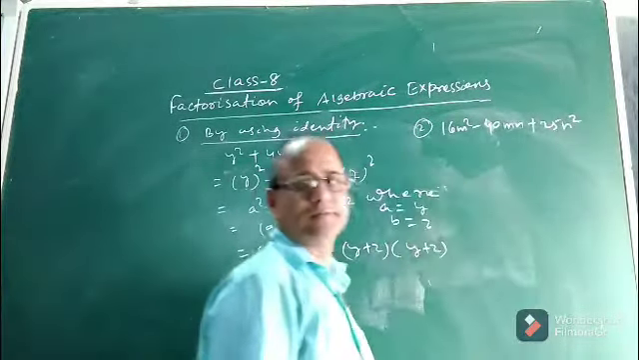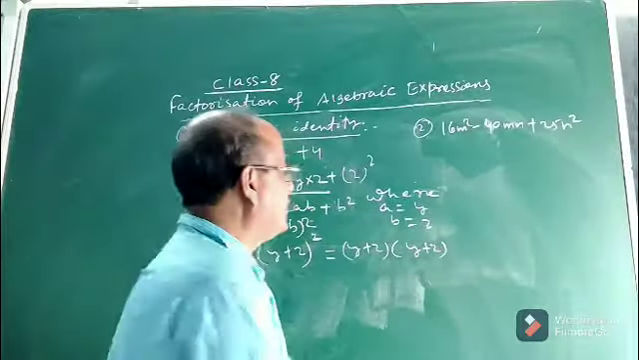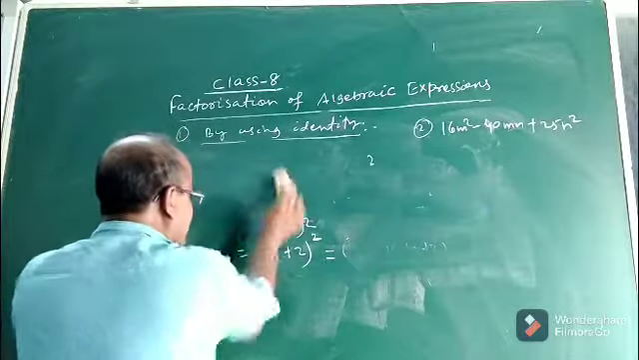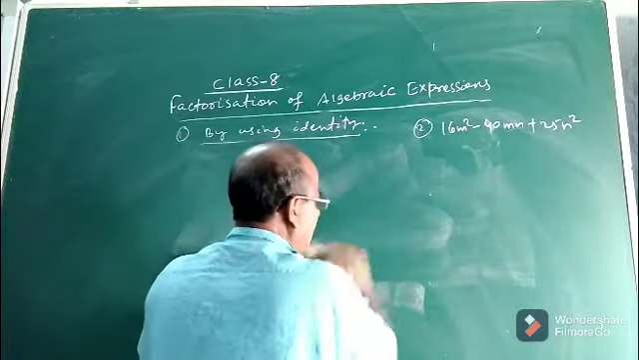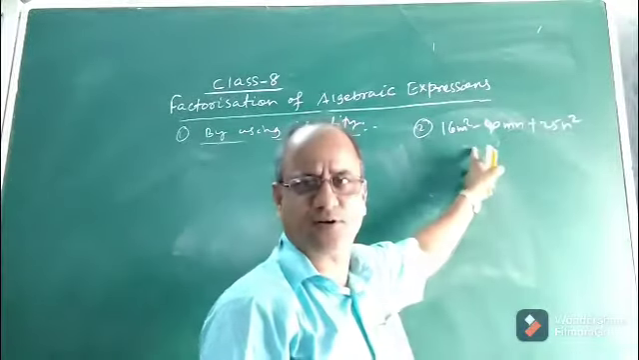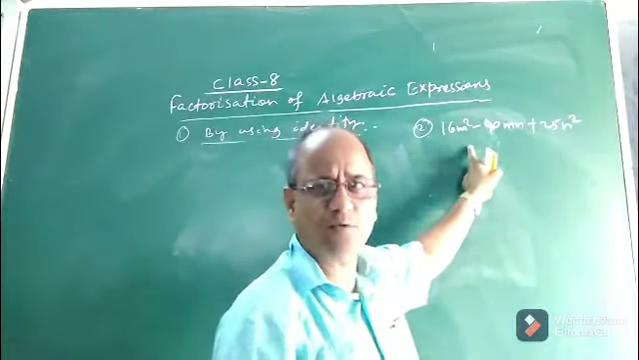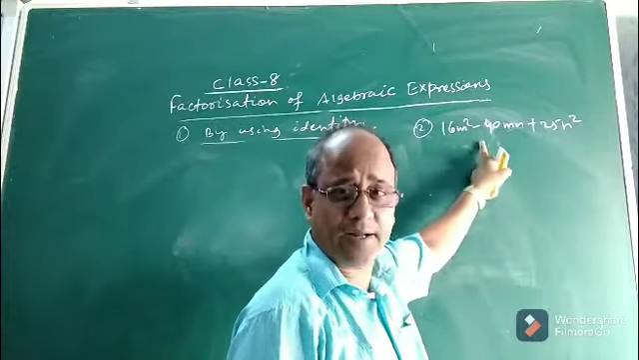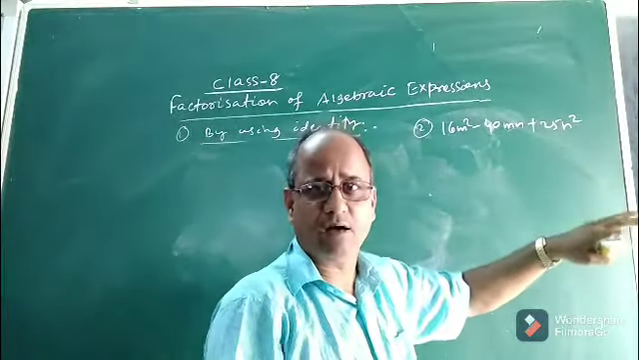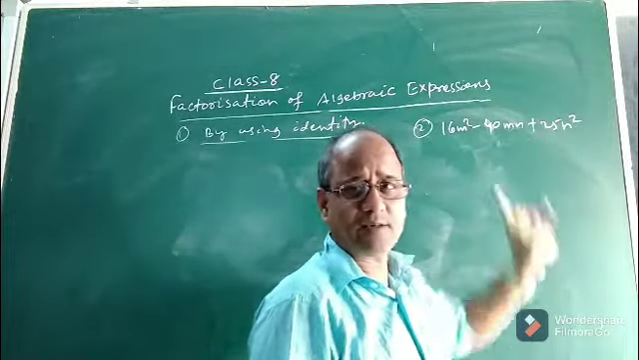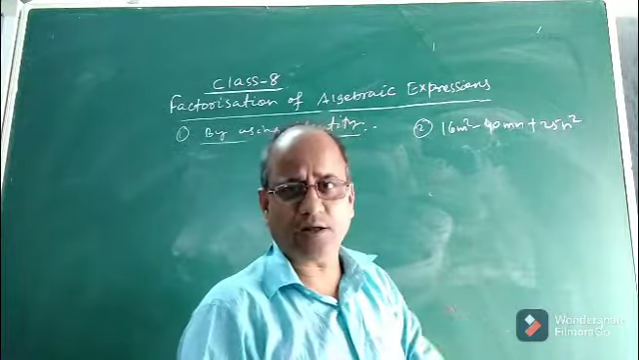Now look at another expression. Suppose you want to factorize this algebraic expression by using an identity. We will follow the same procedure. See children, in order to factorize this algebraic expression using some identity, first we have to think which form it is in. That means we have to bring it in the form of some identity, one of the 5 identities we have read. Now, how to bring it?